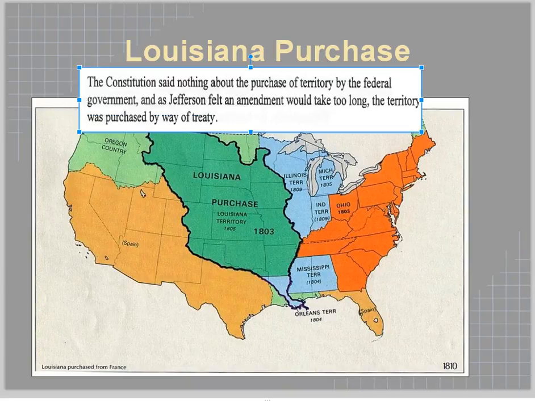So the significance of this purchase wasn't just that the United States got all of this land for pennies on the dollar. But the Constitution said nothing about the purchase of territory by the federal government. And as Jefferson felt an amendment would take too long, the territory was purchased by way of treaty. So it demonstrates Jefferson's pragmatism. It demonstrates his stance on the Constitution, going from this strict constitutionalist to this loose constitutionalist, and it definitely demonstrates the power, the reach of the federal government over the state governments.